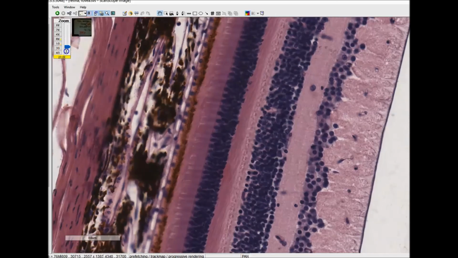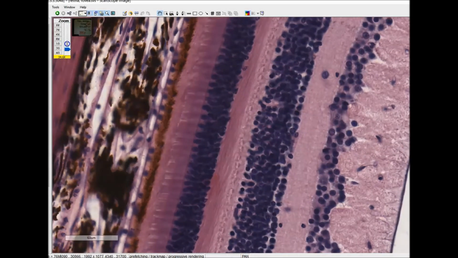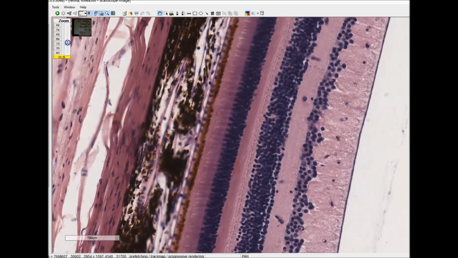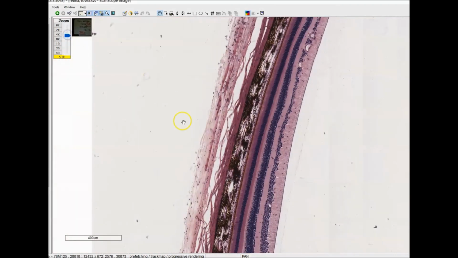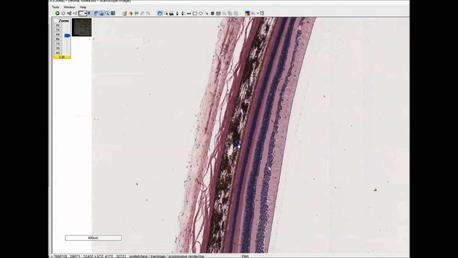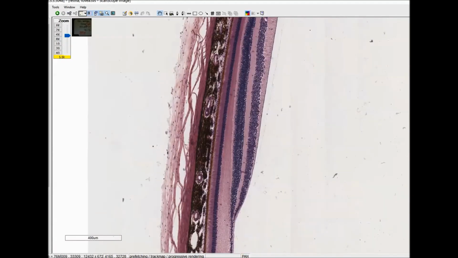Now let's look at a very specialized region. It's going the wrong way. There we go. Now let's look at a specialized region called the fovea.